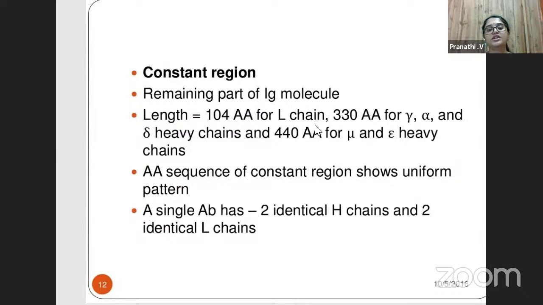And in the constant region, what is going to happen is you have around 104 amino acids in length in the light chain and around 330 or 440 amino acids that are present depending upon the immunoglobulin. IgG, IgA, IgD have around 330, whereas IgM and IgE have around 440 amino acids. And they are almost uniform in nature.